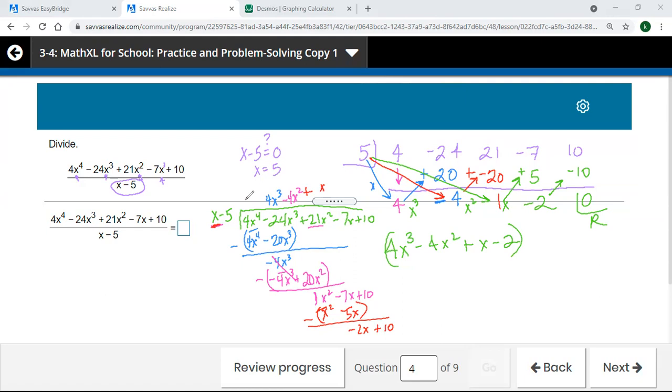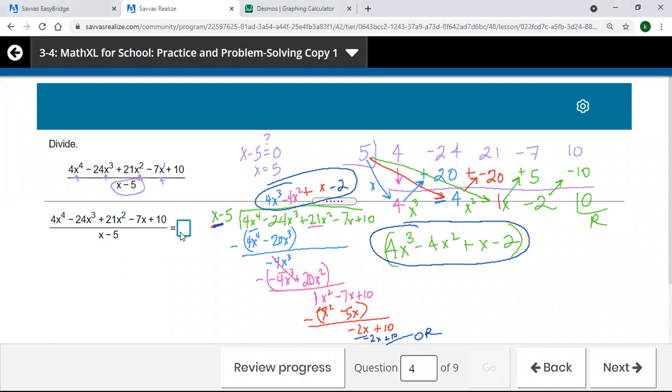And lastly, x times what equals the negative 2x? So you say negative 2. That gives you your negative 2x and a positive 10. And when you subtract all that, you get a remainder of 0. So you got the same answers with 2 different methods. So let's put it in. I feel pretty good since I got the same thing in both methods of doing that problem. 4x to the 3rd minus 4x squared plus x minus 2.